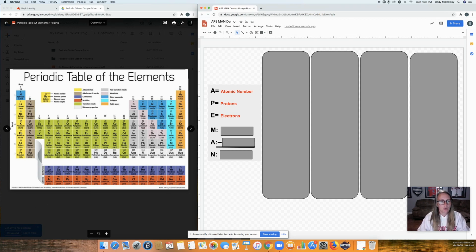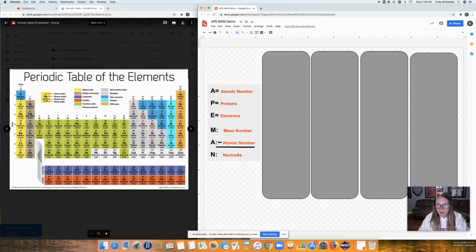Okay, so the second part is the MAN, and the M stands for your mass number. Now, when you look at your periodic table, it might say atomic weight or atomic mass. For your mass number, we just round this up. So for sodium, the atomic mass is 22.9. We would round that to 23. And then the A still stands for atomic number, again, this top number, and the N stands for your neutrons. And so what you do is you subtract. You take your mass number and your atomic number, and you subtract them to find out the number of neutrons.